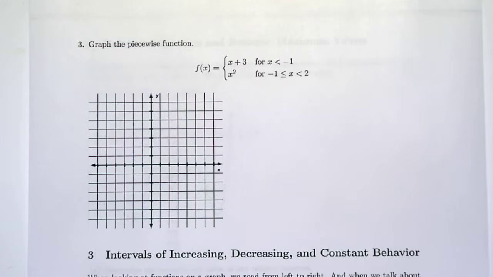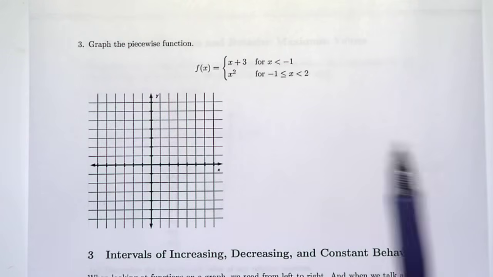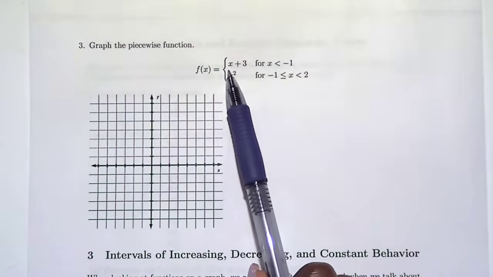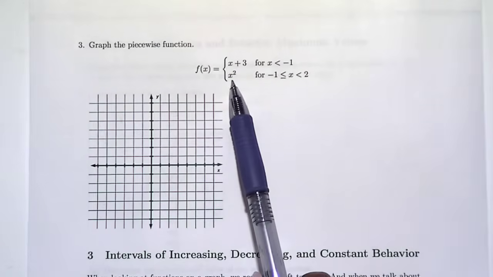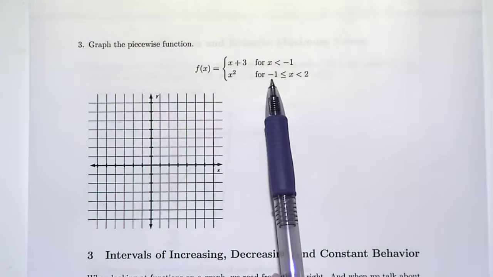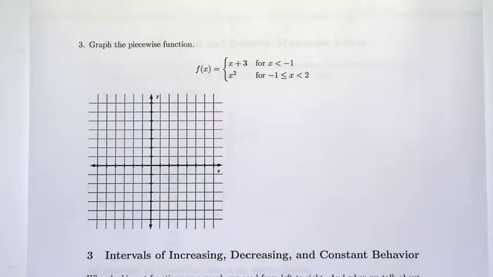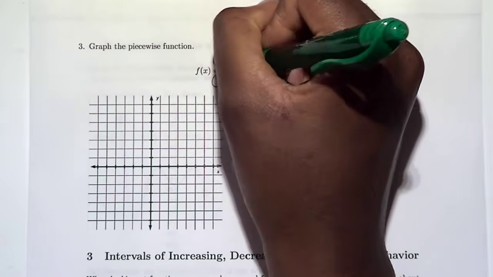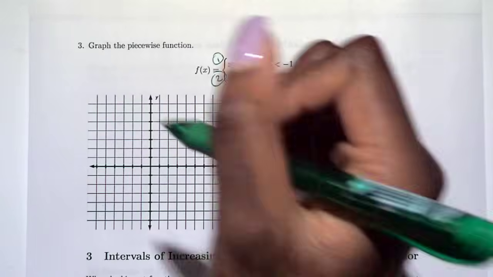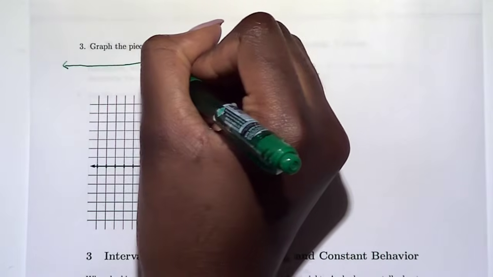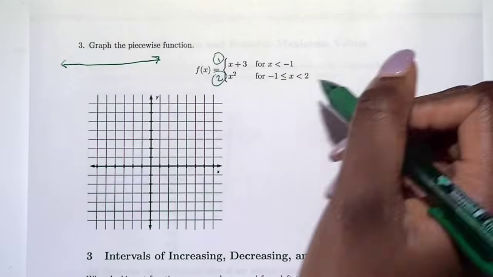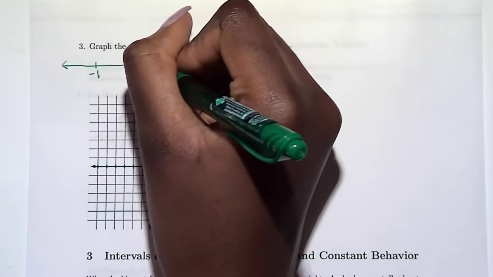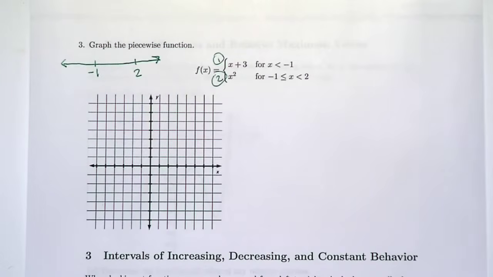All right, so let's look at another piecewise function. So this is f of x equals x plus 3 for x less than -1, and then it's x squared for x between -1 and 2. So again, these are two parts, 1 and 2. It may help to draw a little number line so you can figure out where each part starts and ends. So we got -1 on here. We also have a 2 over here.